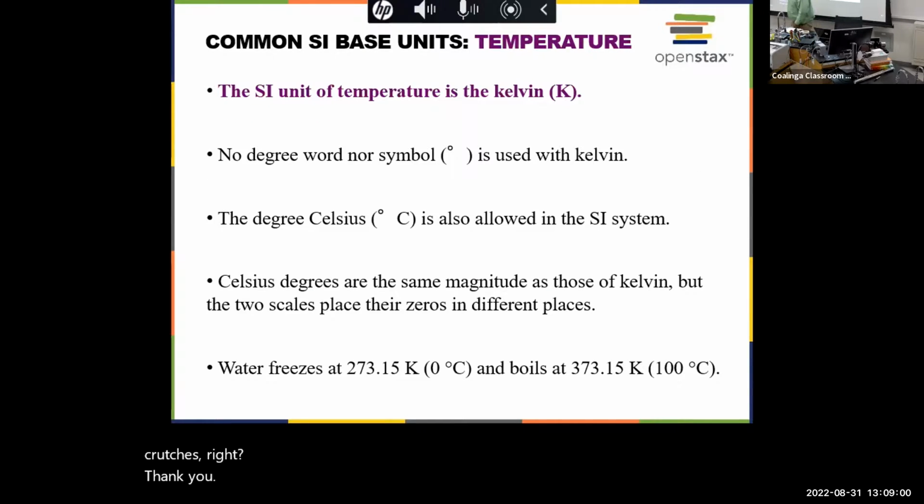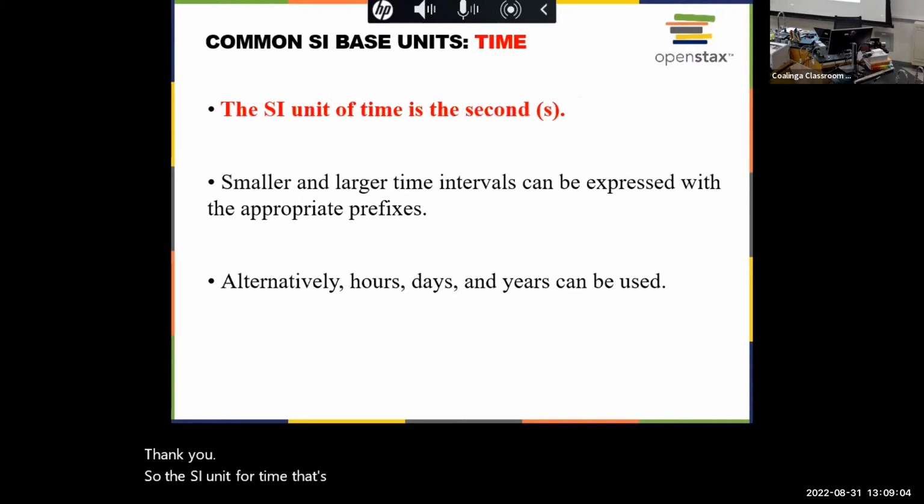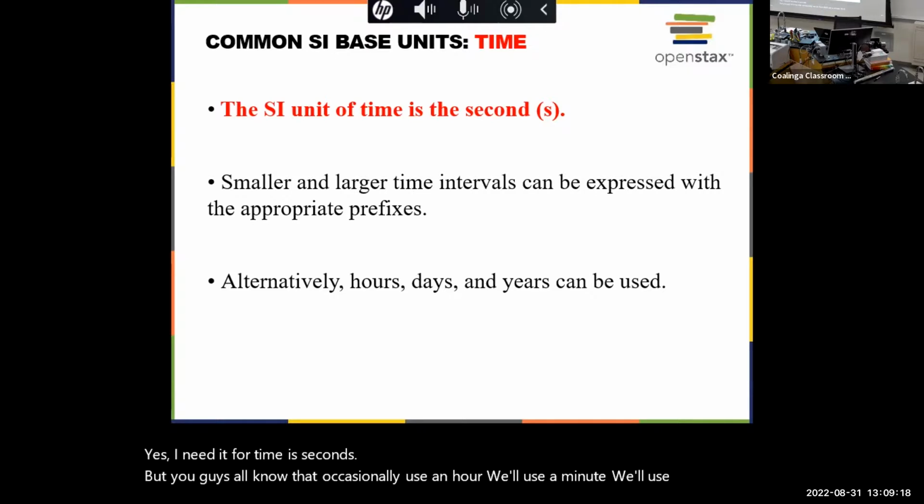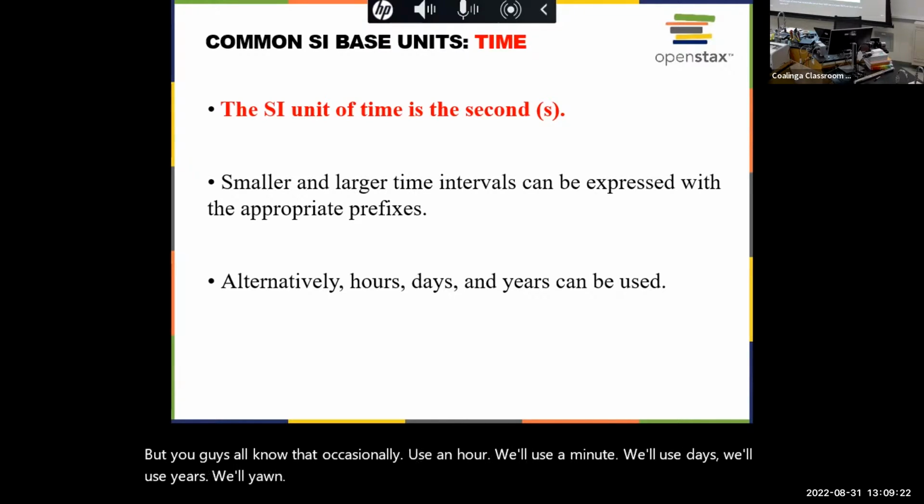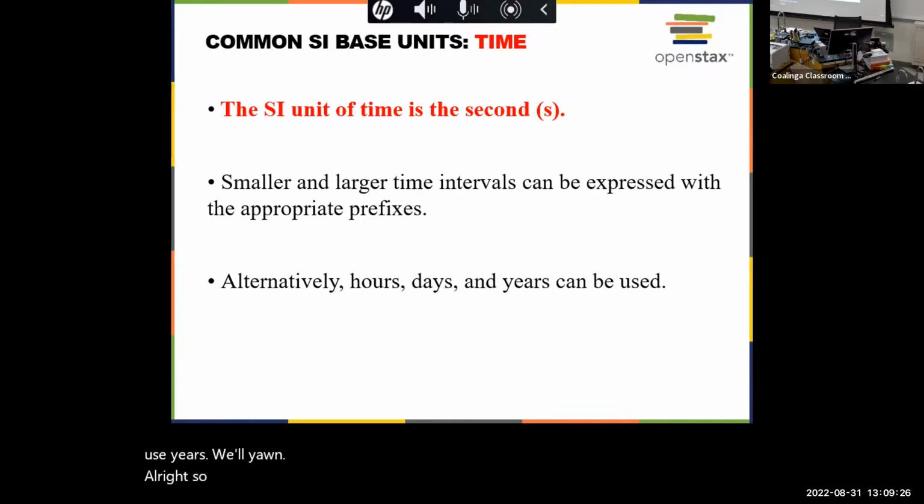Okay, so the SI unit for time is seconds. But you guys all know that occasionally we'll use an hour, a minute, days, or years. So often we will use those prefixes that we used before. You guys are familiar with prefixes?